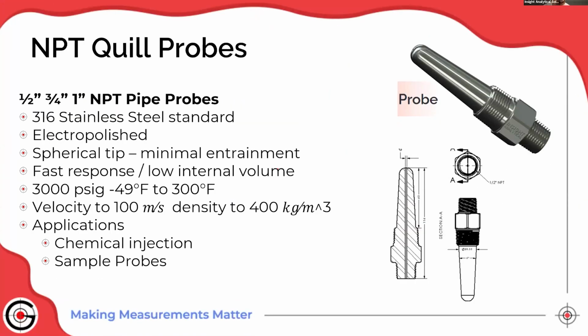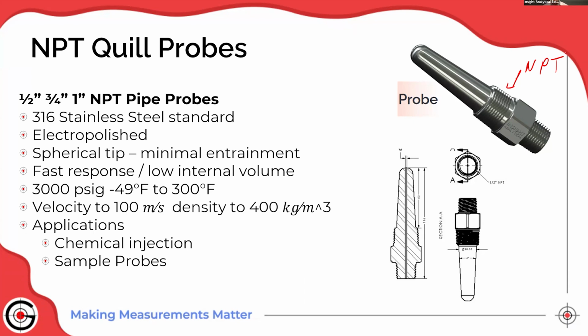Again, we've had a customer that came to us and said, we've been using probes that we've had issues with plugging off, or they were retractable probes, and the sealing mechanisms weren't always as reliable as we would like them to be. And so they said they wanted a low-cost probe that gave them really fast response. And so we manufacture these small quill probes. These typically will be on an NPT fitting. We do them normally in half, 3/4 inch or 1 inch NPT.